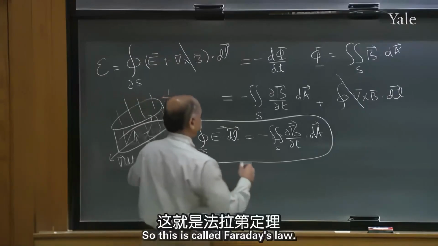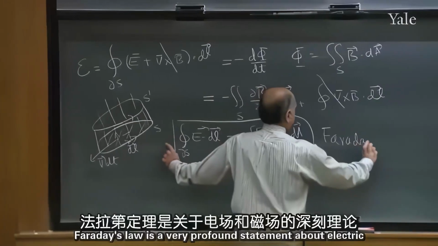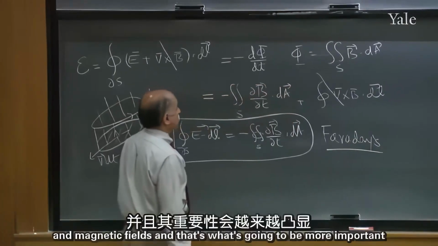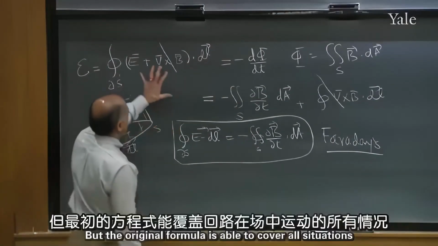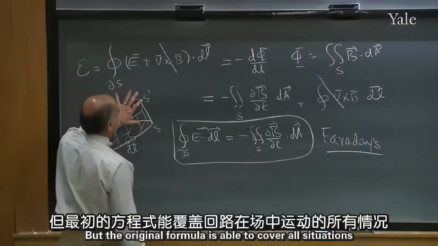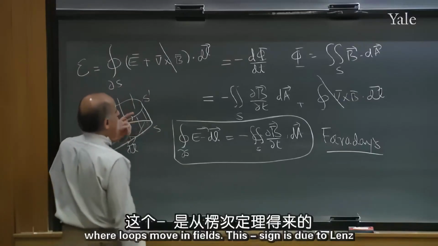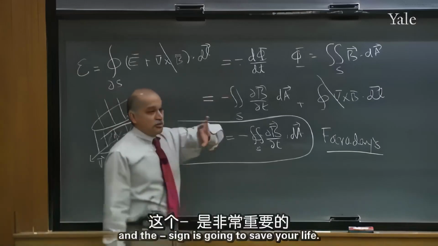So this is called Faraday's law. Faraday's law is a very profound statement about electric and magnetic fields, and that's what's going to be more important. But the original formula is able to cover all situations where loops move in fields. This minus sign is due to Lenz, and the minus sign is going to save your life.